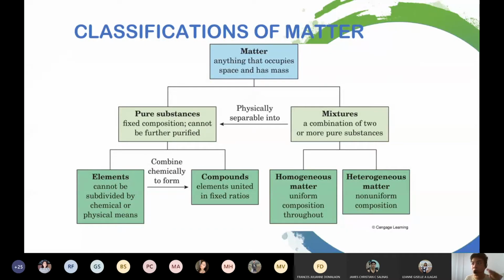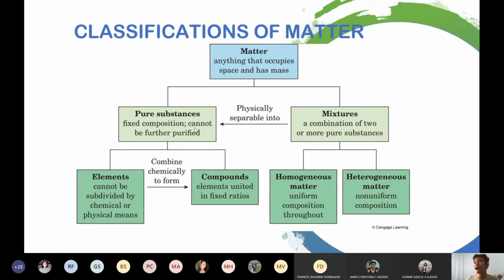Filtering is a good example of separating mixtures. But for homogeneous mixtures, it requires much more skill, so we do distillation instead. Even reverse osmosis: you can remove the salt particles from water, so it will be potable, pwede na inumin. That's one way of separating your mixtures. Parang sinabi ko na yung lalabas sa quiz nyo.